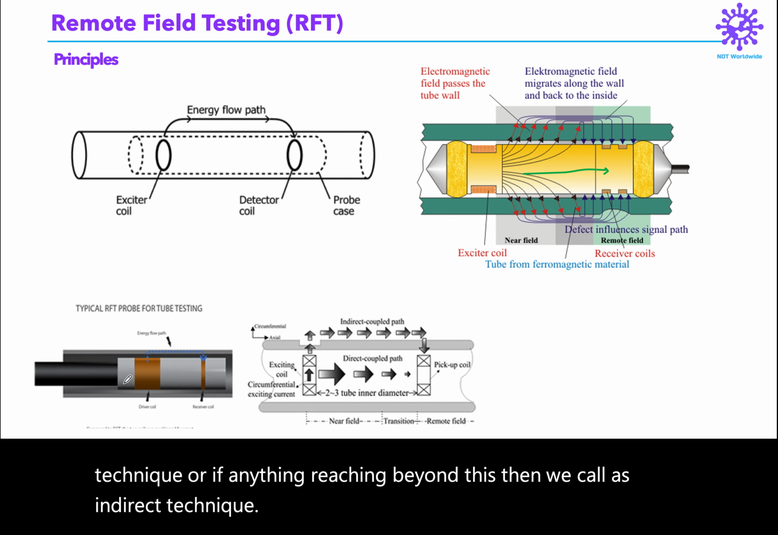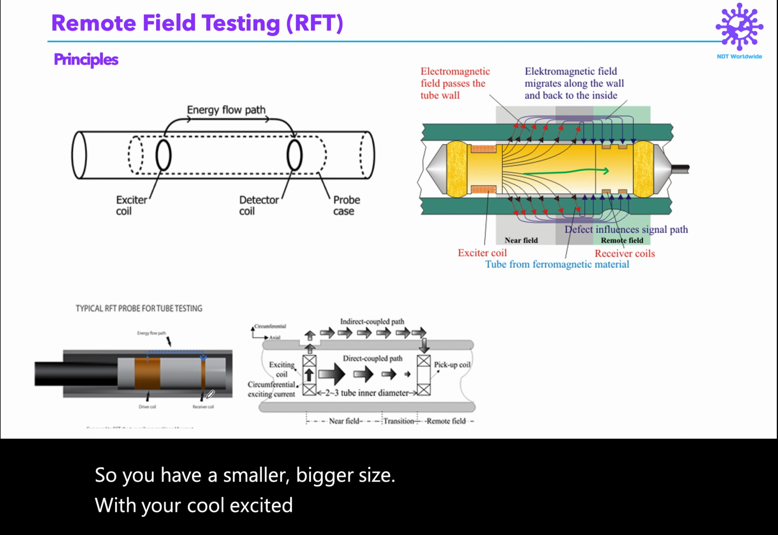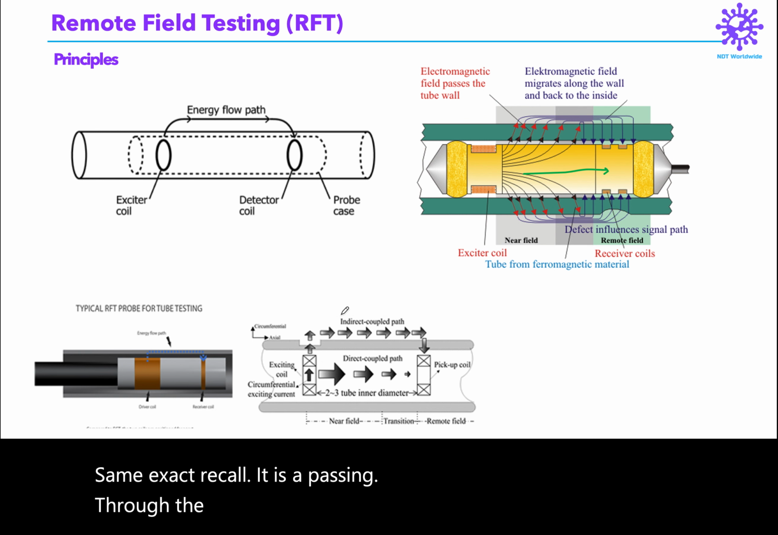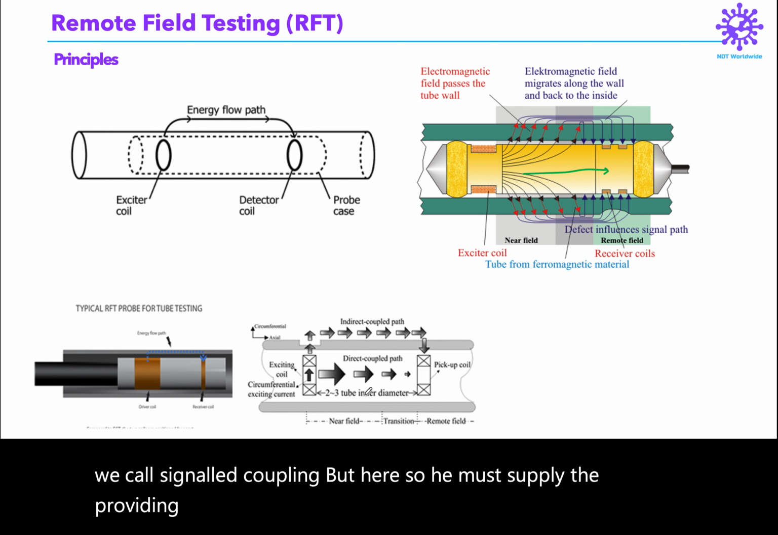Here you can see it. So you have a small exciter, and a bigger size receiver coil. This one is the exciter coil, and this one is the receiver coil. The same exciter field is passing outside the job and re-entering. So this is what we call indirect coupling. But here, he must apply the probe and he can take manual readings.